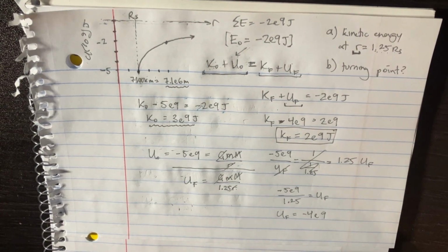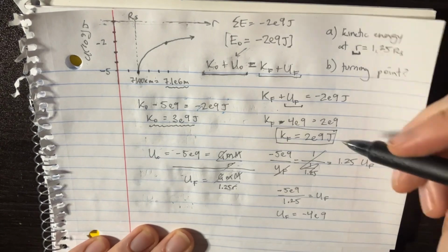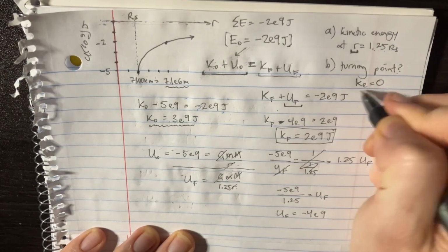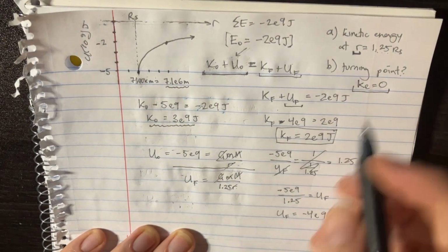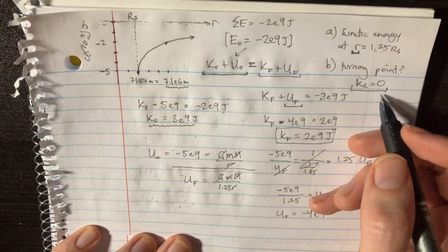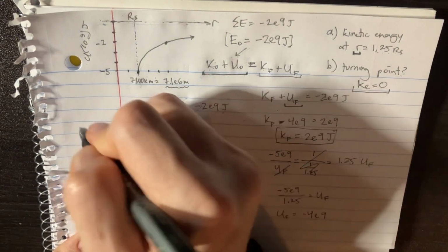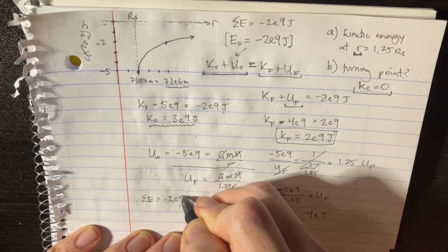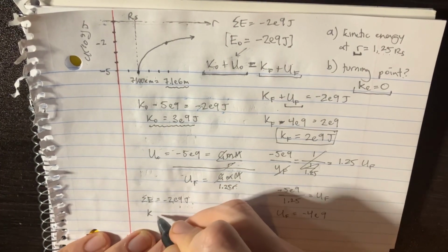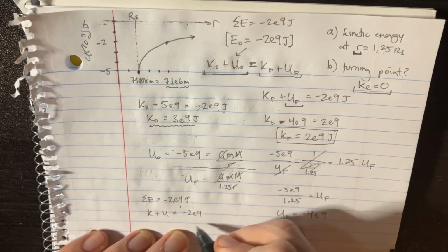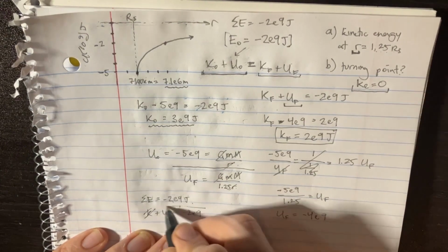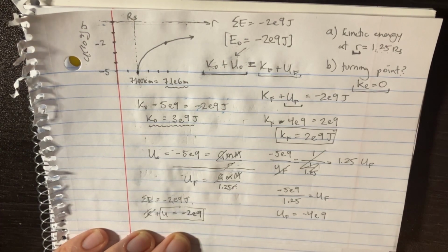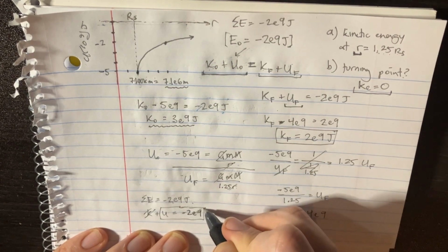Great. Now here is the second part of the problem. It's a little bit strange. We have to realize that the turning point is when the kinetic energy is equal to 0. Well, when is the kinetic energy equal to 0? Let's remember that at any point during this time, the energy is always negative 2 e to the 9. So if K plus U equals negative 2 e to the 9, and K is 0, that means that U must be negative 2 e to the 9.